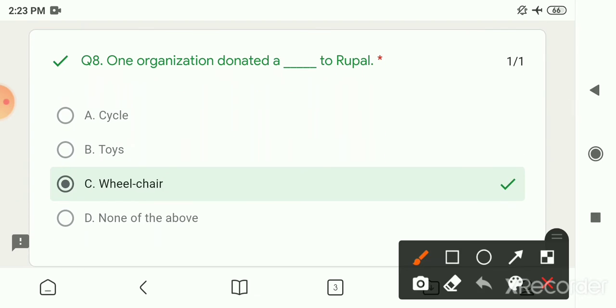Next is 8th number: one organization donated a blank to Rupal. The options are cycle, toys, wheelchair or none of the above. So here your answer is option C, that is wheelchair. As we had seen, Rupal is suffering from polio in both her legs since childhood, so she was not able to go to school or go out from the home. So one organization donated a wheelchair to Rupal, so now she will be able to go to school. So here your answer is option C, wheelchair.